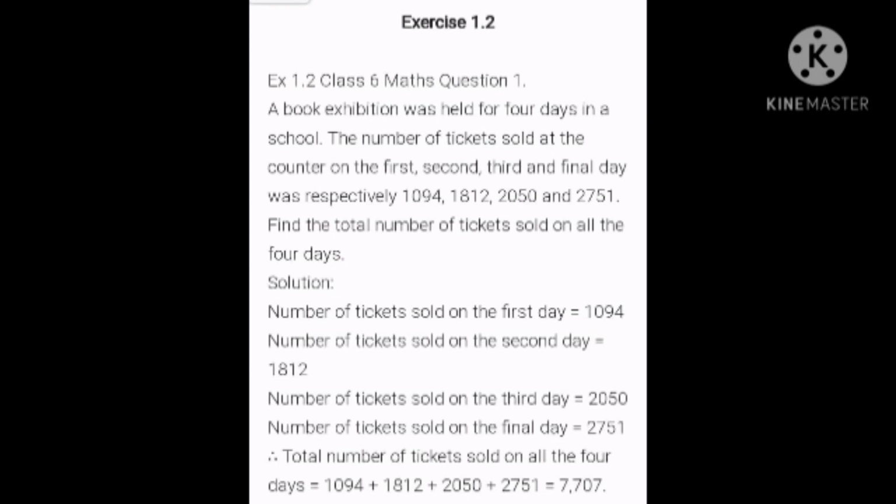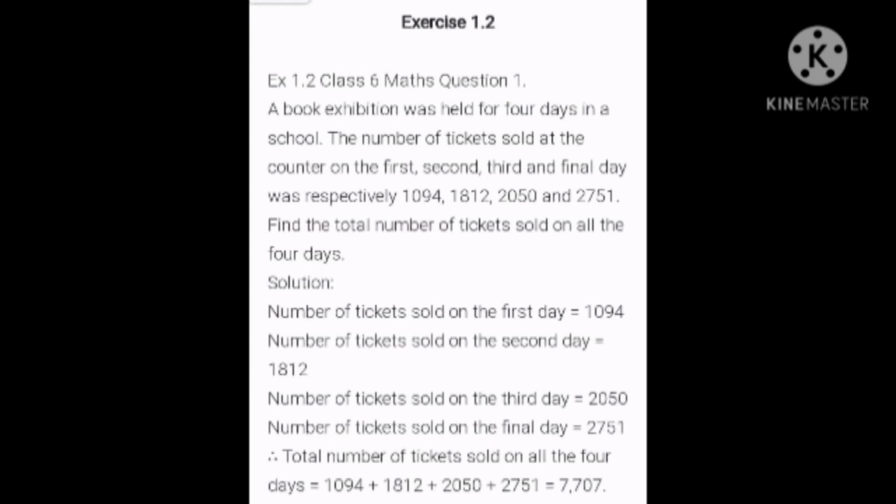A book exhibition was held for 4 days in a school. The number of tickets sold at the counter on the first, second, third and final day was respectively 1094, 1812, 2050 and 2751. Find the total number of tickets sold on all the 4 days.